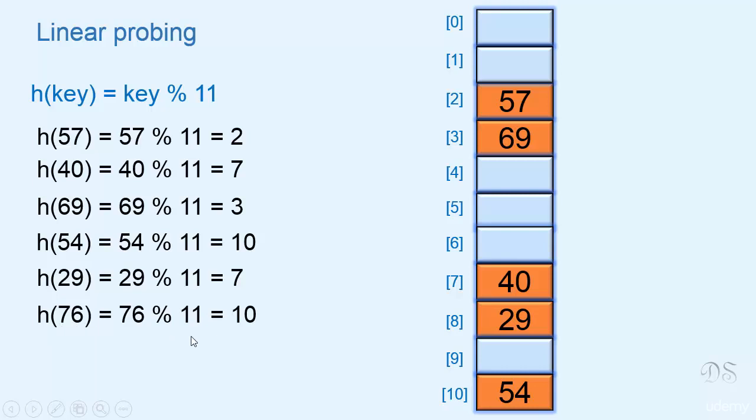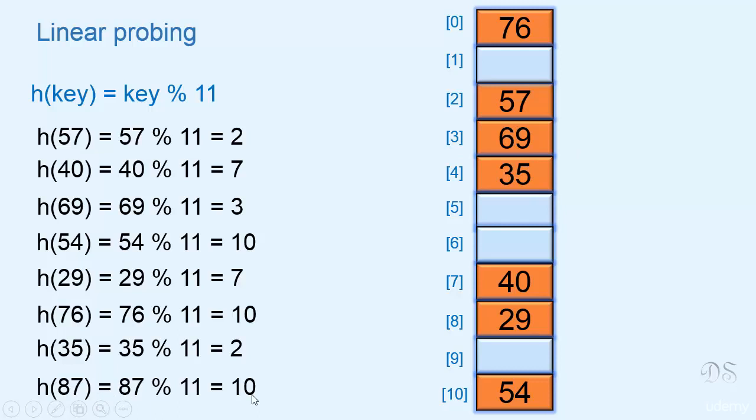Next, this key 76 is mapped to location 10 and location 10 is already occupied. So, we look at the next location. This next location 0 is empty, so we can insert the key here. Next, this key 35 is mapped to location 2. This location 2 is already occupied, so we look at the next location. This next location is also occupied, so we look at the next location, location 4. Now this location is empty, so we can insert the key here.